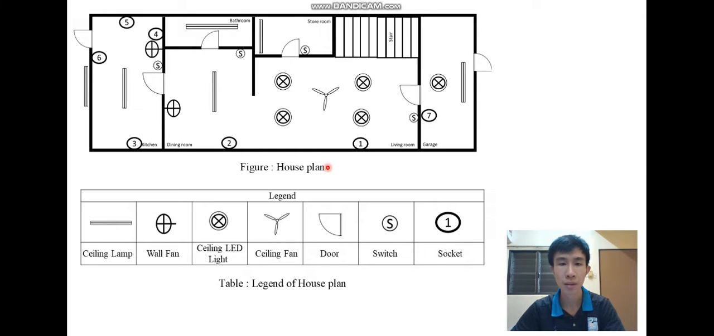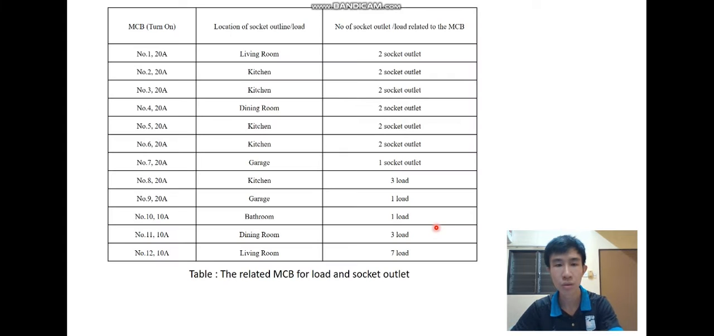So today I'll present my house plan. In this house plan, we have the ceiling lamp, the wall fan, ceiling LED light, ceiling fan, door, switch, and socket. Next, this table shows the related MCB for lot and socket outlet. For this house plan, we have 12 MCBs with the related current of 20 ampere and 10 ampere. The locations of the socket outlets or the lots are at the living room, kitchen, dining room, garage, and the bathroom. So here are the socket outlets and the lots with their respective MCBs.